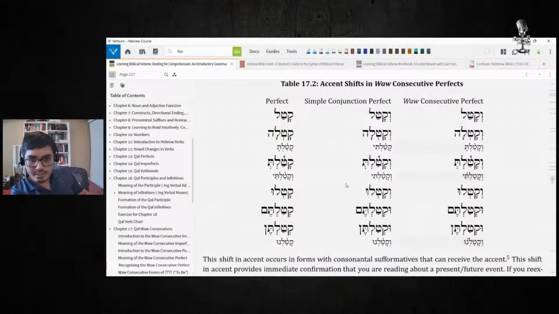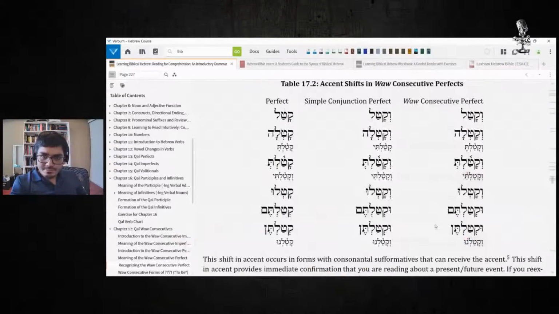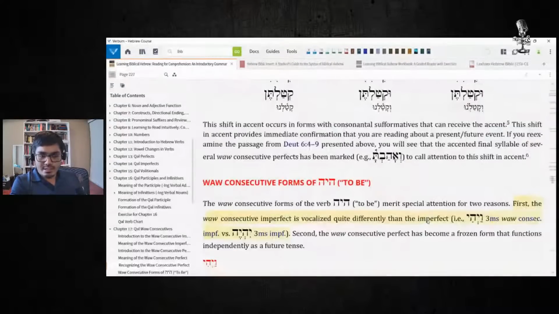Vakatalti for the simple imperfect, vekatalti for the vav consecutive. Notice that the little arrow moves from the tet to the tav here for the vekatal. Same here for the plural form: vakatalna for the simple imperfect, vekatalna for the vekatal. The accent marker moves to the nun right here. So if you notice that the accent marker has been moved to the last syllable, that's a good clue to tell you that you have a vekatal on your hands.